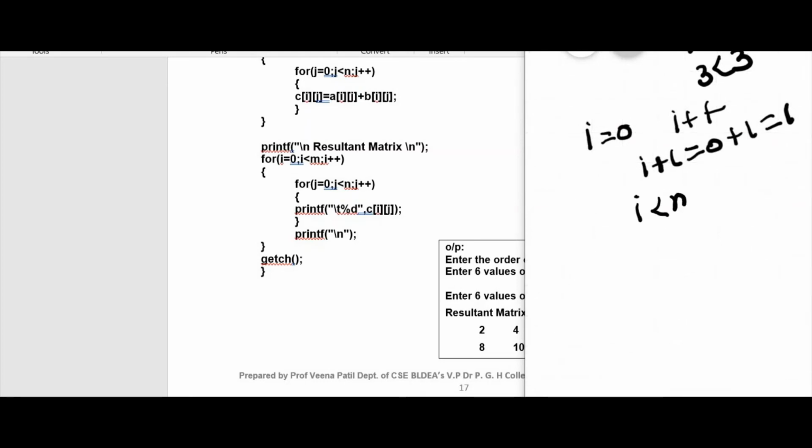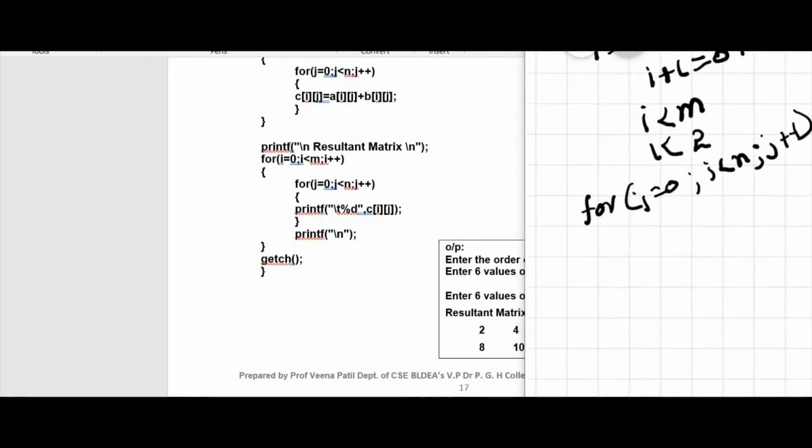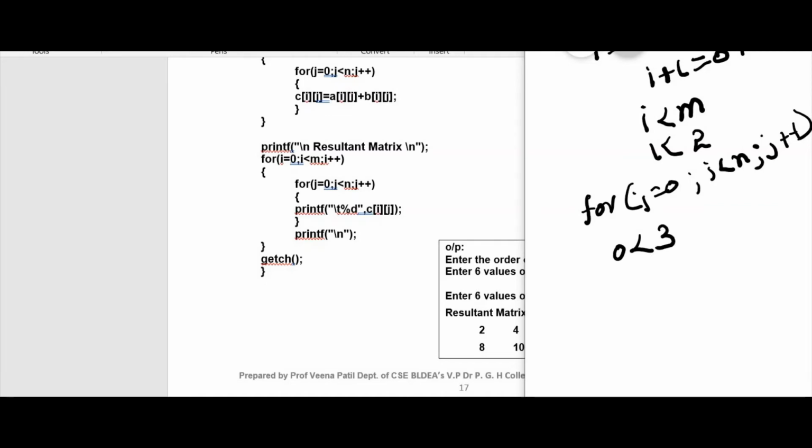Right. Now i is being checked. Is i less than m? What is our value of m? m is 2. Is 1 less than 2? Yes. If yes, then enter the inner for loop. So in the inner for loop, again we have for j is equal to 0, j less than n, j plus plus. That is, again j starts with 0. So it is again checking, is j less than 3?